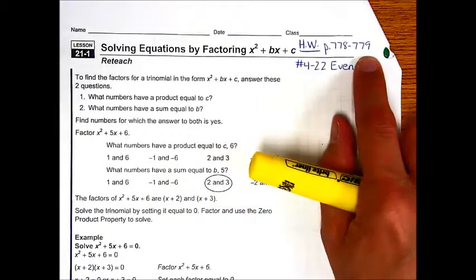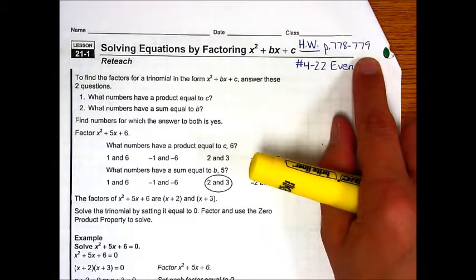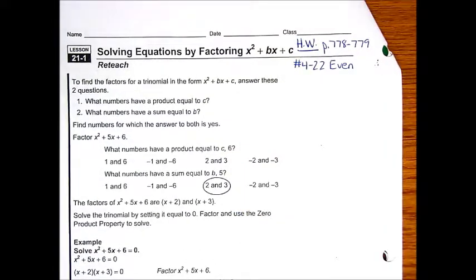So homework for this lesson is going to be on pages 778 and 779. You're going to do 4 through 22 even.